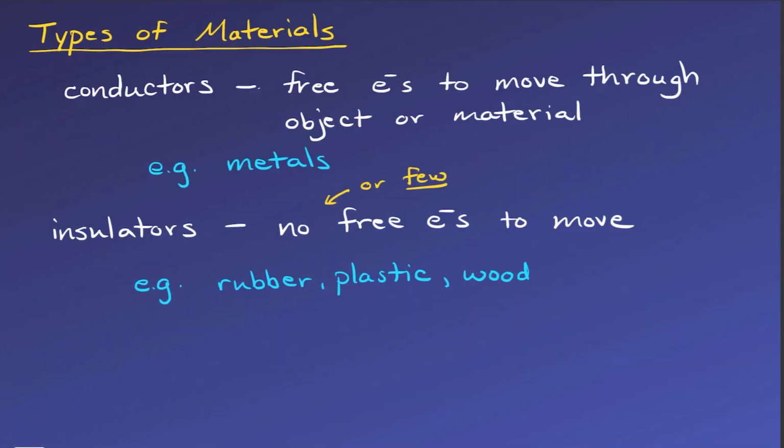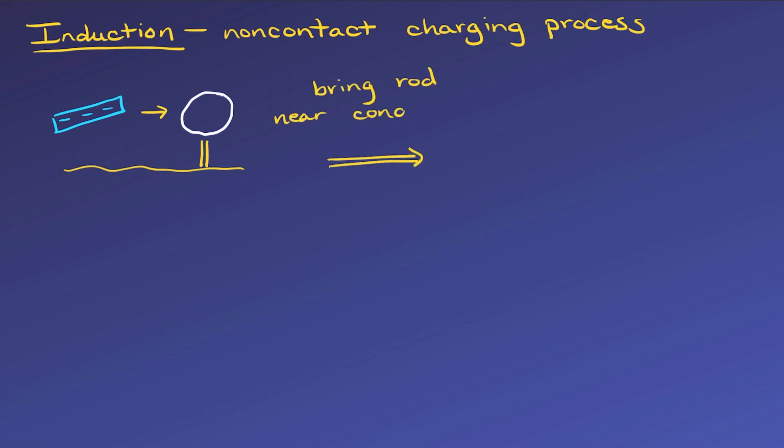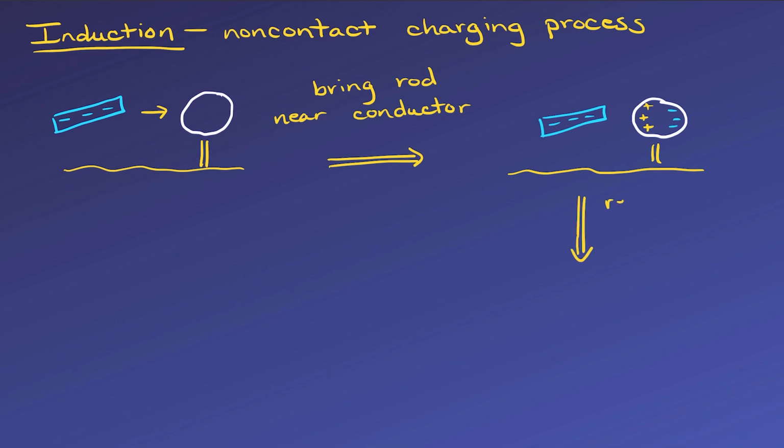So now let's talk about a process of charging an object. An object can be charged using a process called induction, which is when an object obtains a charge without actually contacting another object. For example, if you were to bring a negatively charged object near a conductor, the electrons of the conductor will be repelled and moved to one side, leaving the closer side, the side closest to the negatively charged object, to be positive.